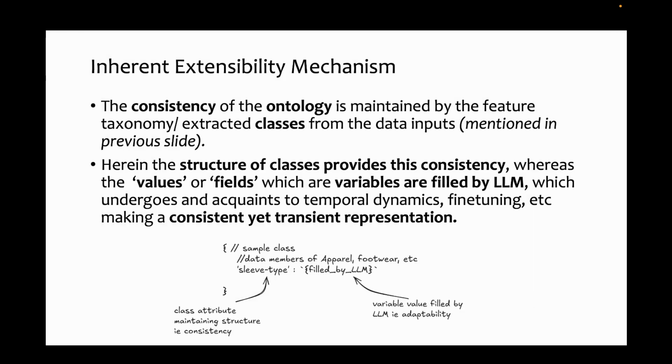In extensibility mechanisms, as I discussed, the sample class given below has, let's say, an attribute. So the classes have attributes, and those define the firmament and give consistency, while the fields of those are filled by LLMs. So basically, the LLM acts like an object factory. It spawns instances which are adaptable with time, allowing us to create a consistent yet transient knowledge graph.